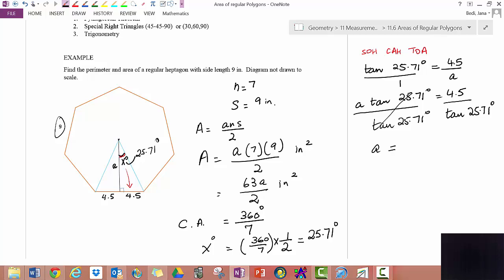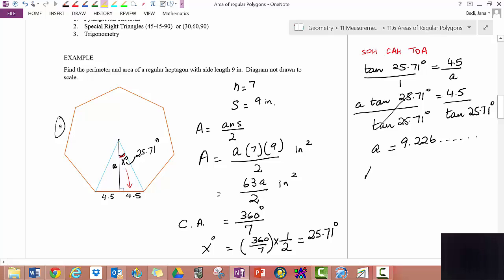you will get a equals 9.226... I'm not rounding this yet so that I will get a more accurate answer. So on your calculator, keep that number, and let's go and see what we need to do to find the area.